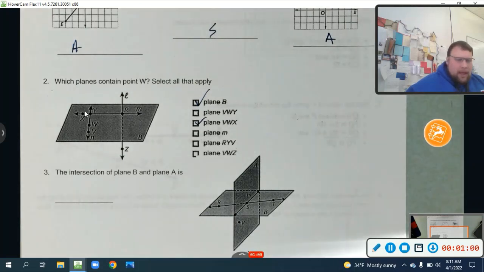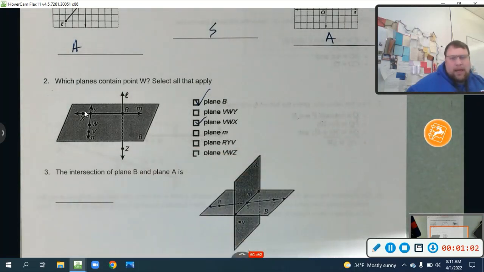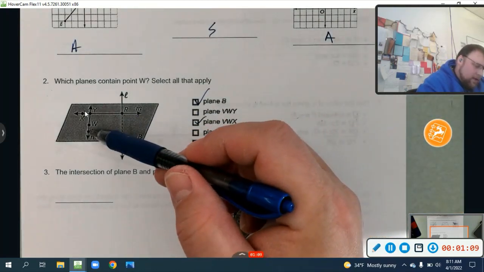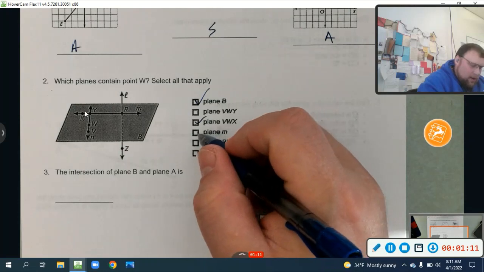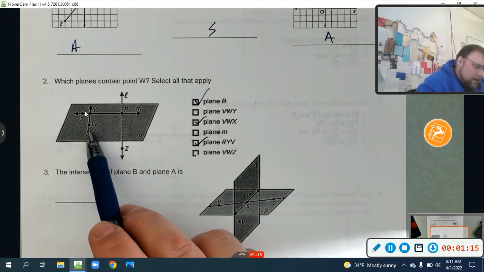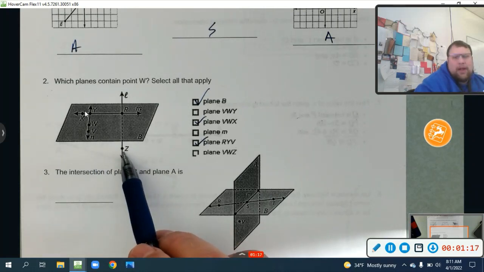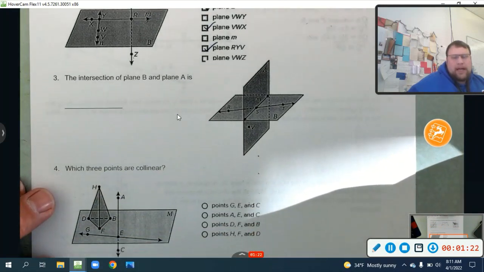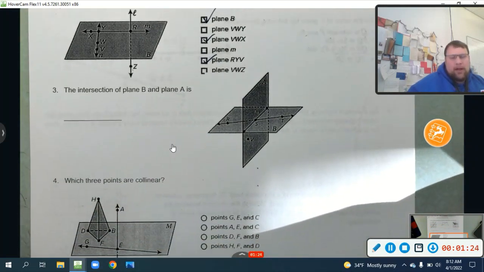How about plane M? No, that's a line, not a plane. Plane RYV, let's see. RYV, those are non-collinear. So that's a plane. And VWZ, let's see. Z's not even on the plane. It's underneath the plane, so that doesn't work as well. Okay, so it has to be non-collinear points. That's why the one line didn't work.